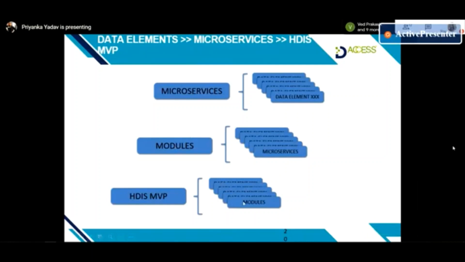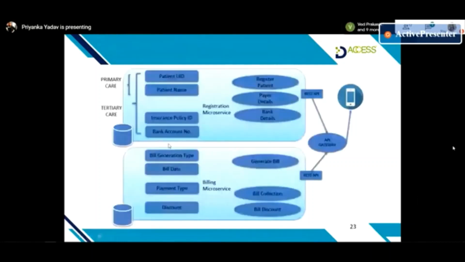And all these modules, OP, IP, ADT, will form the HDIS MVP. HDIS MVP is nothing but a product that you can take to the market. For secondary care, the number of data elements, or the amount of information I store as a hospital, will increase. And so, as for the microservice, you keep adding more data elements to it.